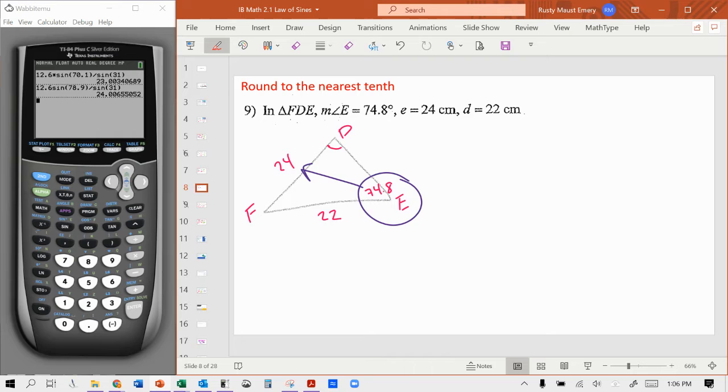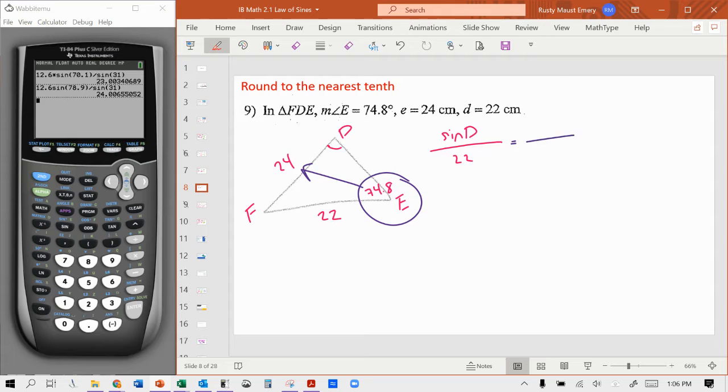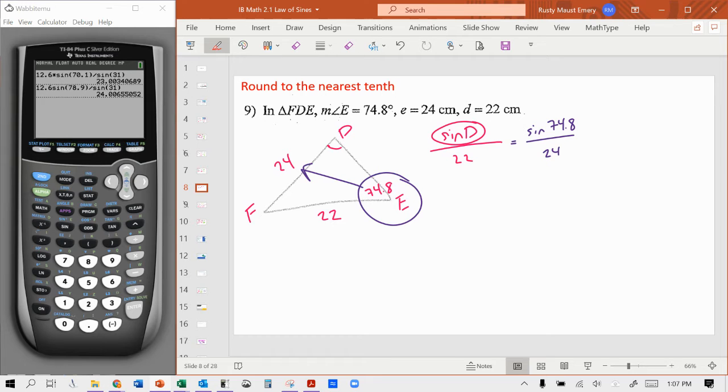So this time I'm going to set up my proportion, my equation, as sine of D over 22, and then I'm going to set that equal to, and then this time my angle, right? So the sine of 74.8 has to be on top, and then the 24 on bottom. So there's my equation set up. I have a couple steps here to go yet. So kind of like before, to isolate the sine of angle D, I'm going to multiply both sides by 22.